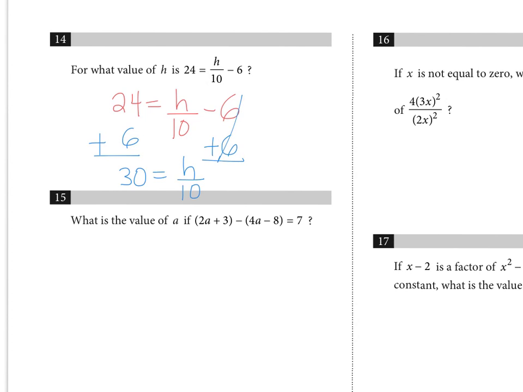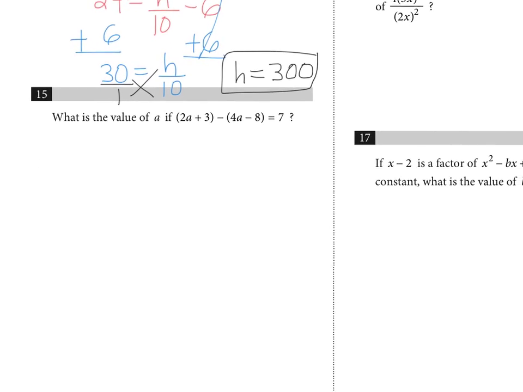And now what? You can cross multiply, right? It's easier to just do it like that. Put a 1 underneath and then cross multiply. So 1h is just h. And 30 times 10 is 300. And that was the answer. That was 14.